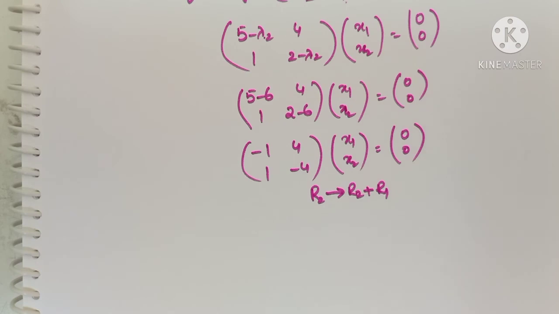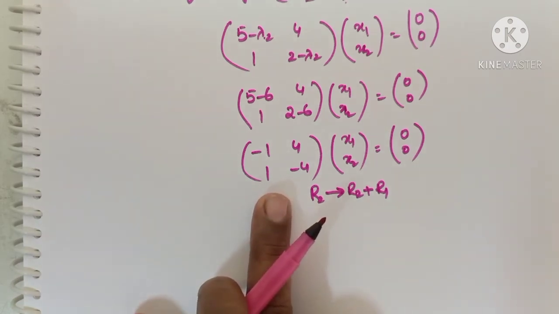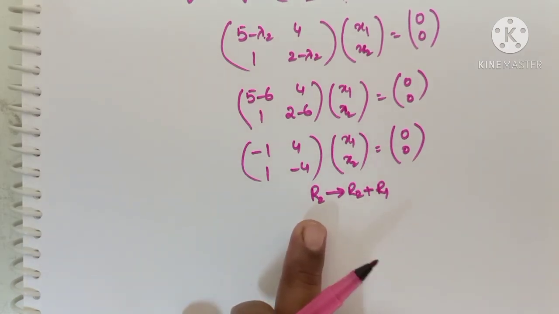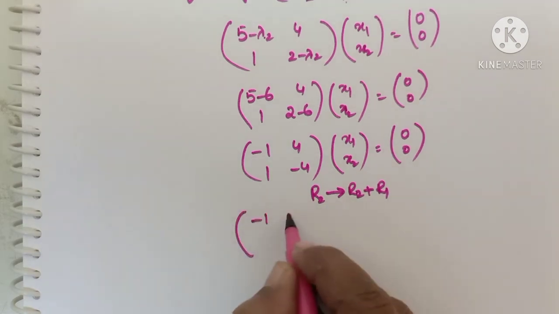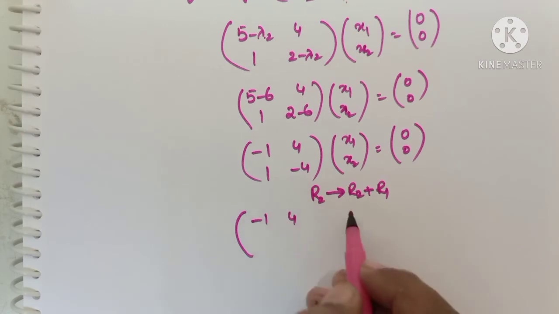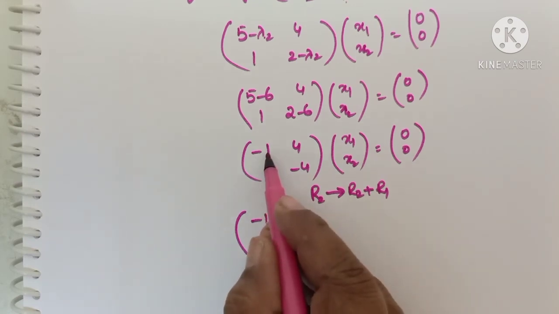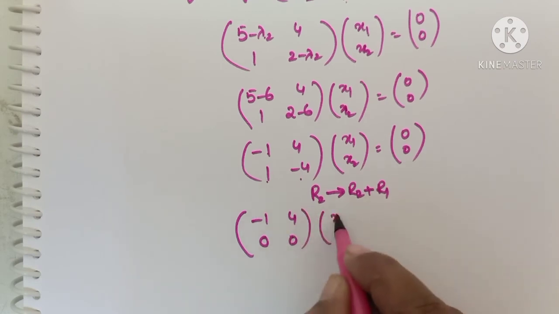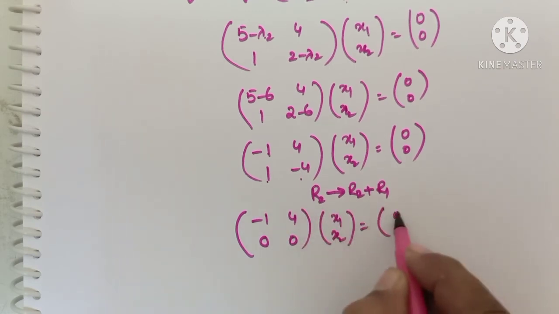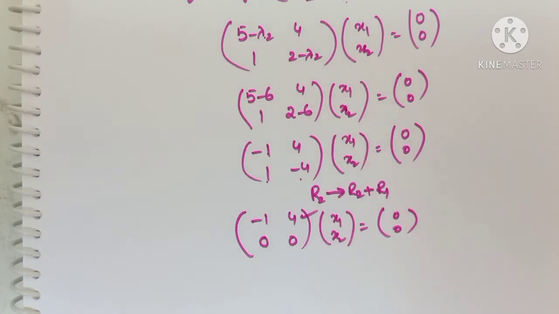By using the echelon form, I want to find out the rank of this coefficient matrix. That's why we are applying the row transformation R2 implies R2 plus R1. Minus 1, 4, first row same. Second row is changing, R2 plus R1: minus 1 plus 1 is 0, minus 4 plus 4 is 0. Therefore, number of non-zero rows in this coefficient matrix is 1. Therefore, rank of coefficient matrix is 1, that is r.